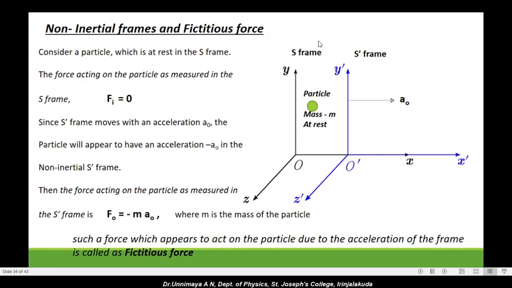Here S frame is an inertial frame which is at rest. S prime frame is accelerating with an acceleration a0. Here we consider a particle having mass m which is at rest in the S frame. For an observer in the S frame, the force acting on the particle, Fs, will be equal to 0 since the particle is at rest.